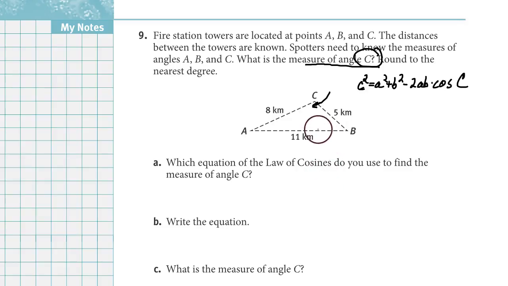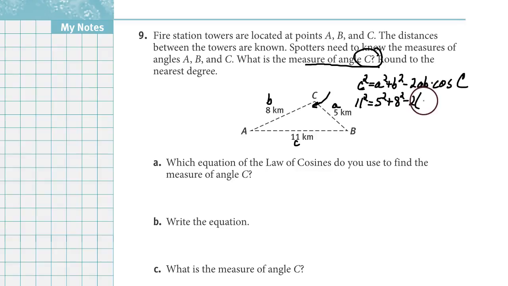Here's where it's helpful to know where the lowercase letters are relative to the capital letters. Remember, the lowercase letters are always opposite from their capital letter. So across from capital A is lowercase a. Across from capital B is the lowercase b. Across from capital C is the lowercase c. So for lowercase c, fill in 11. For lowercase a, fill in 5. For lowercase b, fill in 8.